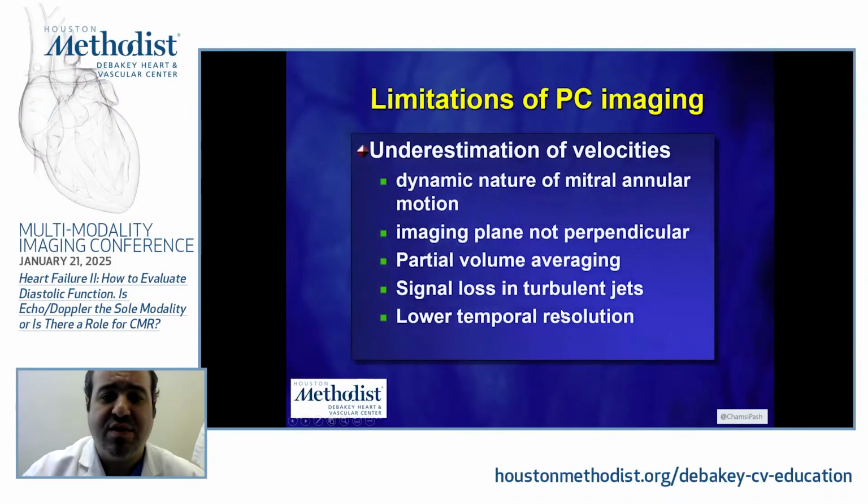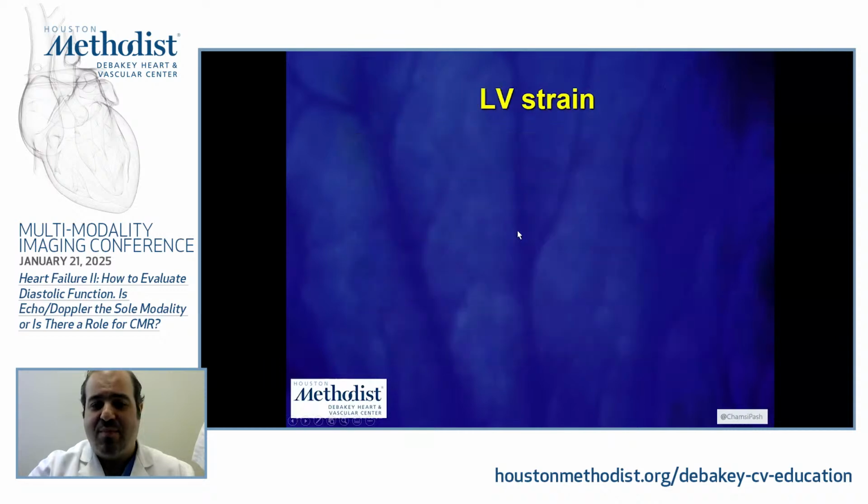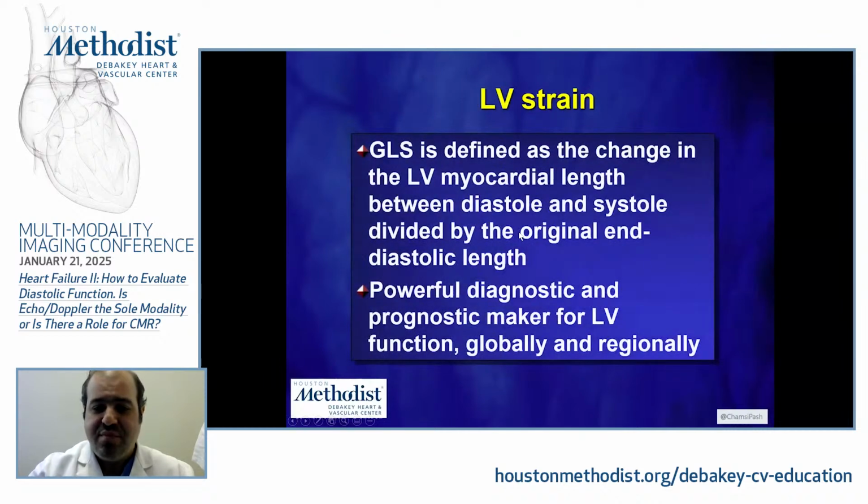Now, we do know that there is significant underestimation of velocities using MRI because, number one, there's the dynamic nature of the mitral annulus. Number two, the imaging plane is not completely perpendicular to the blood flow. We also have a signal loss in turbulent jets, say stenosis or regurgitation, along with a lower temporal resolution of 33 milliseconds compared to less than 10 milliseconds using Doppler echocardiography.